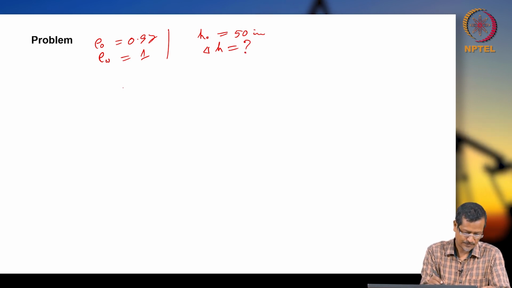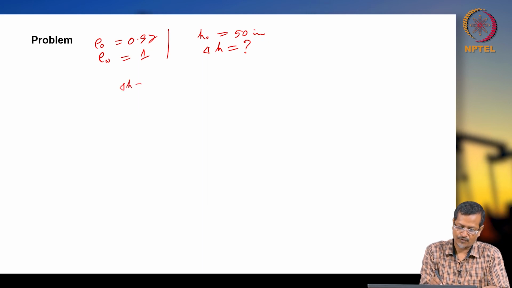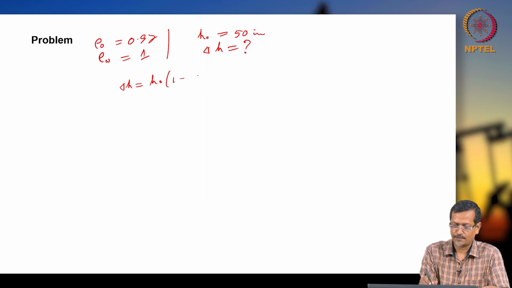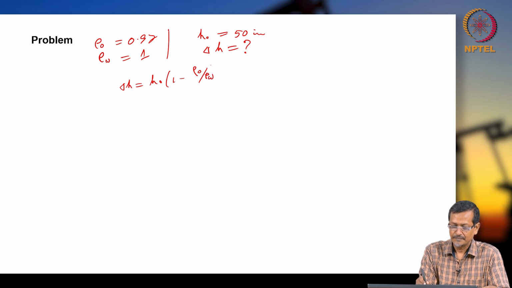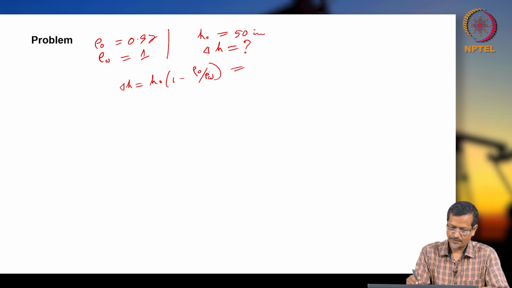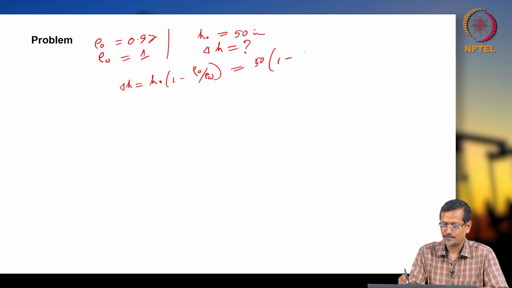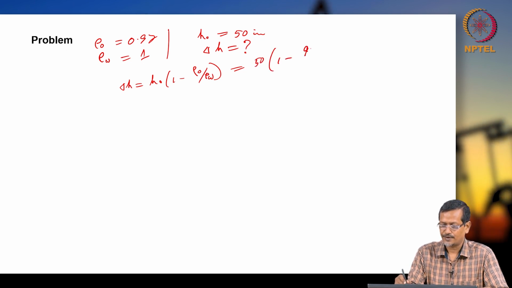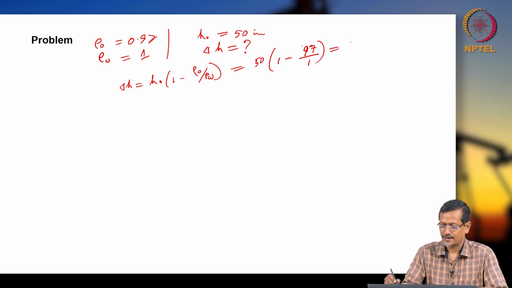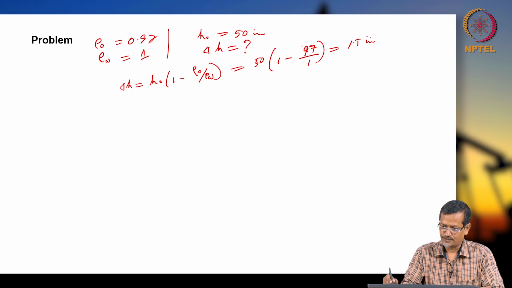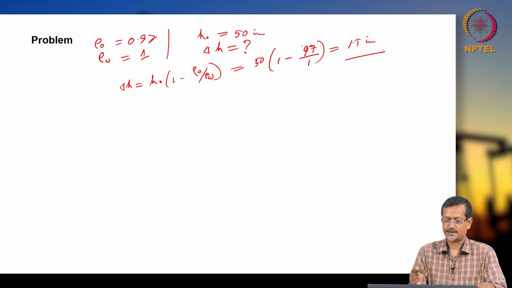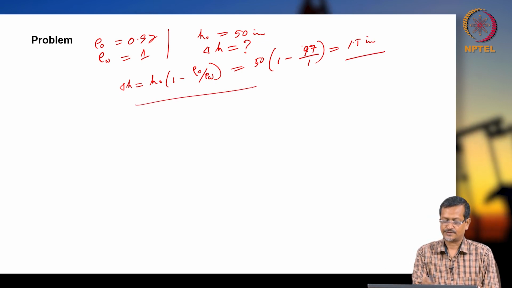So just basically use the simple formula: del H equals H naught times (1 minus rho O by rho W). If you use the data, 50 into 1 minus 0.97 divided by 1, you are getting 1.5 inch. Okay. So I created a very simple problem so that you can remember.